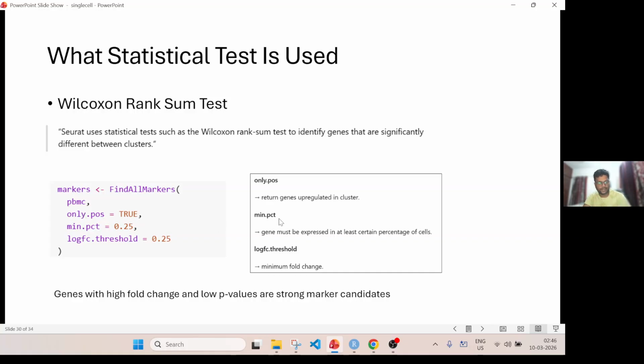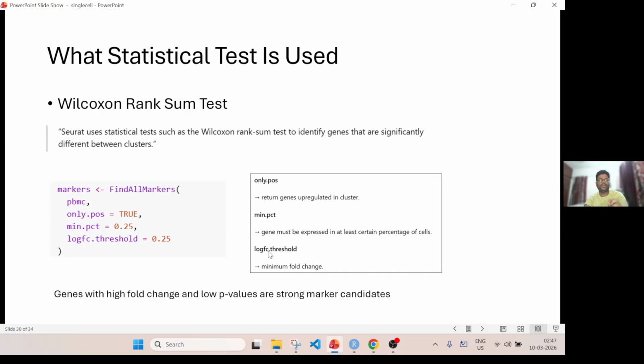Another parameter is minimum percentage. When you are doing differential gene expression analysis, there is no need to consider all the genes. So you can easily filter out genes, like a gene must be expressed in, let's say, 25 percent of cells, then only consider the gene for the DGE analysis, otherwise remove it. Those kinds of filters you can tune here. The default is 0.25.